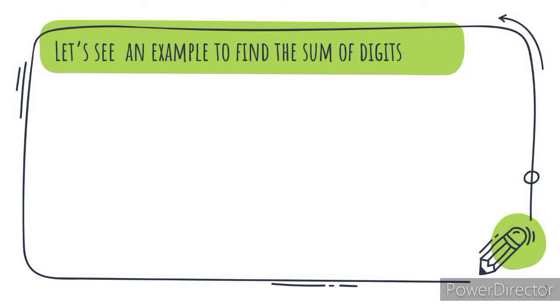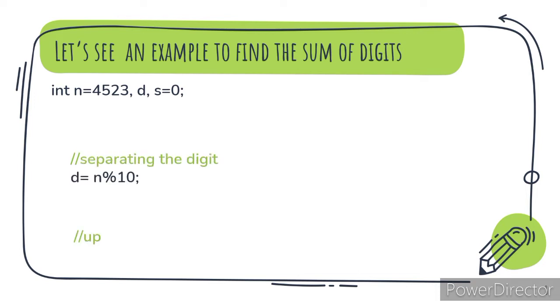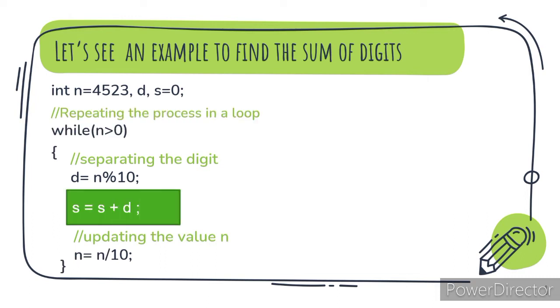So let us see an example to find the sum of the digits. We are going to take a number and then find the sum of the digits. I've taken int n = 4523, d, and s = 0. For separating out the digits, we write n modulus 10. For updating the number, we write n = n/10. And we repeat this process till the number is greater than 0. And then we write s = s + d. This is the code that is going to find the sum of the digits, with s = 0 taken initially.